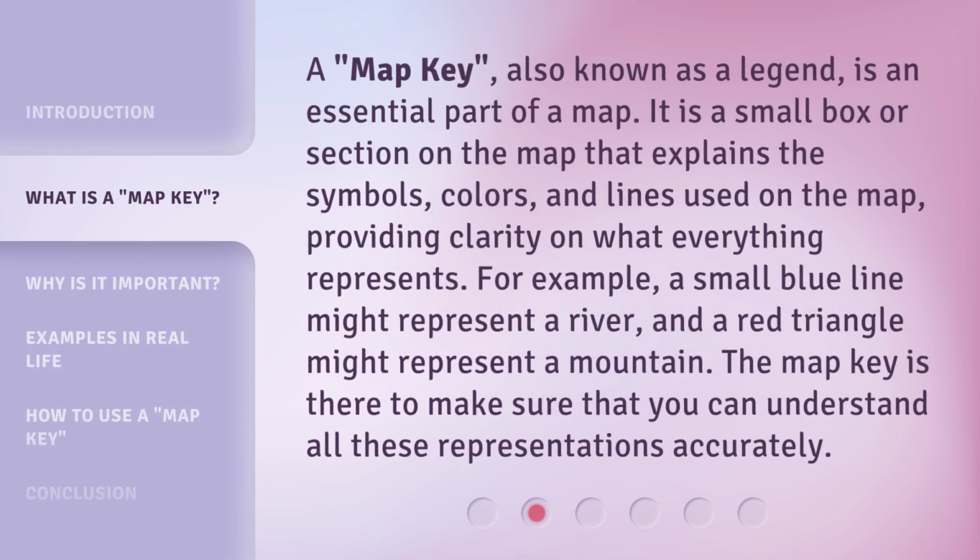A map key, also known as a legend, is an essential part of a map. It is a small box or section on the map that explains the symbols, colors, and lines used on the map, providing clarity on what everything represents. For example, a small blue line might represent a river, and a red triangle might represent a mountain. The map key is there to make sure that you can understand all these representations accurately.